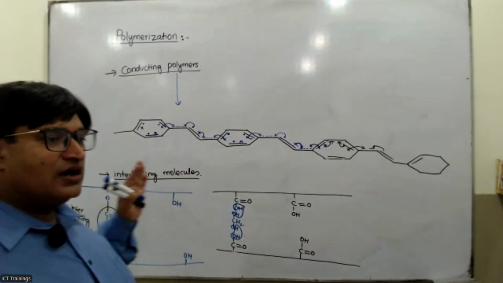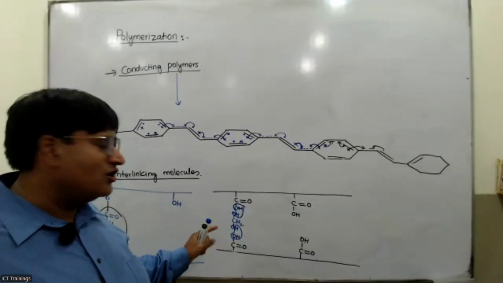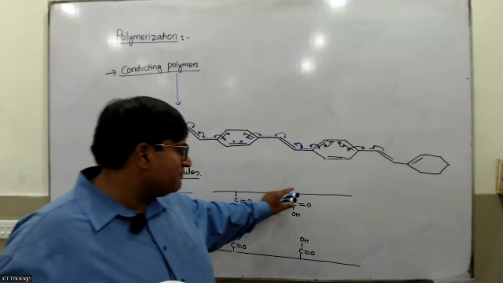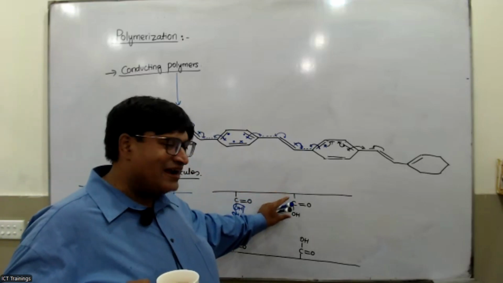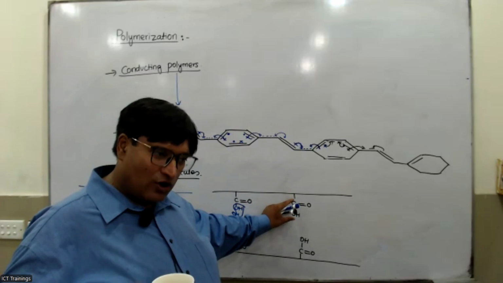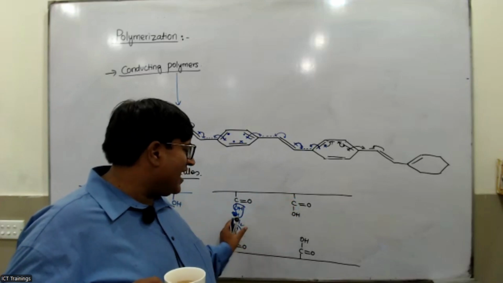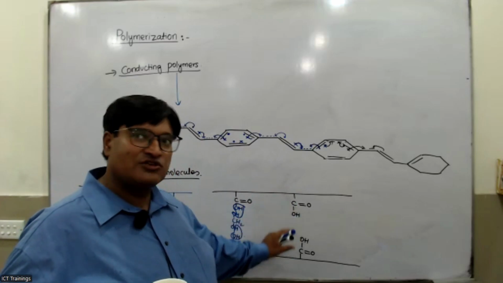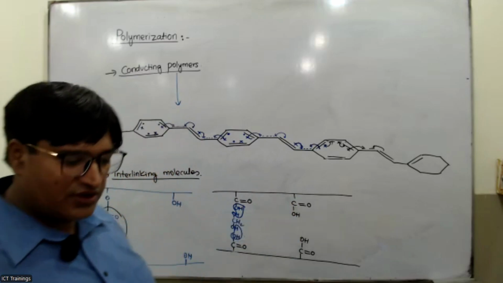Interlinking molecules are chosen depending on the different groups in a polymer chain. If that polymer chain contains a carboxylic acid group, you should add some alcohol group up here, which will join the two chains together. So the two chains are joined together. Okay.